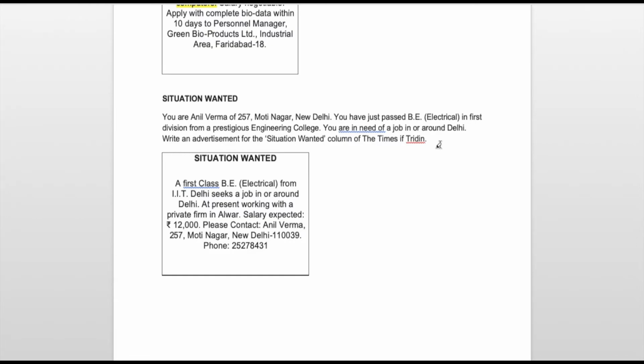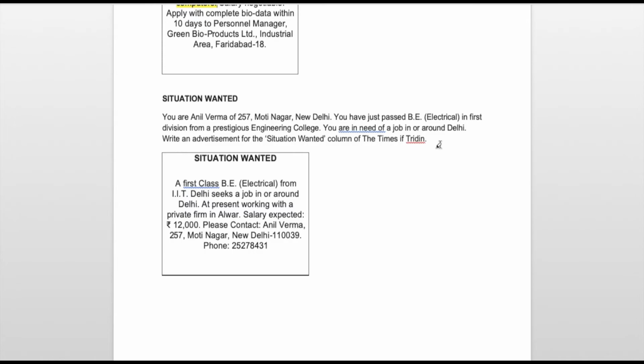So now we are given all the basic information in this question. We are given the name of the person, the education qualification, and the area in which the person would prefer the job. And in the last, we are given the name of the newspaper, which is not necessary because we are in no need of that. So this advertisement starts with the heading situation wanted, and then the content starts with a first class BE electrical from IIT Delhi seeks a job in and around Delhi, at present working with a private firm in Alwar. Salary expected rupees 12,000. Please contact Anil Verma, 257 Moti Nagar, New Delhi, and then the contact is given.